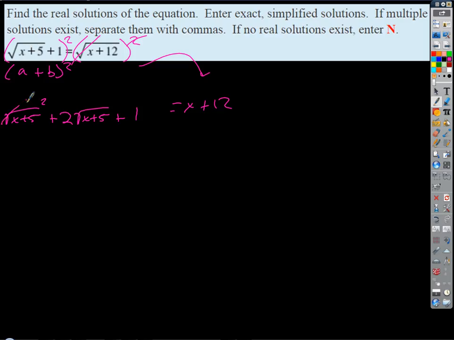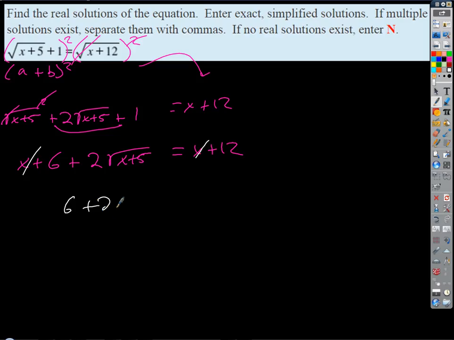Well, this cancels the radical, and so I end up, what do I get on this side? x plus 5 plus 1 is x plus 6, plus I've got that whole thing right there, 2 times the square root of x plus 5. Okay, that looks pretty bad, but something important happens. What cancels on both sides? Do I have anything I can subtract away from both sides? The x, yeah, look at that. The x subtracts away. And then what do I end up with? I get 6 plus 2 times the square root of x plus 5 equals 12.